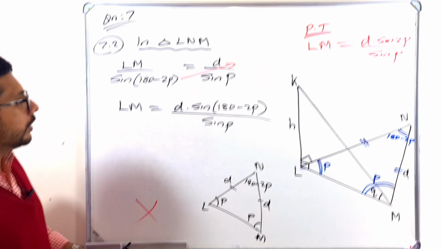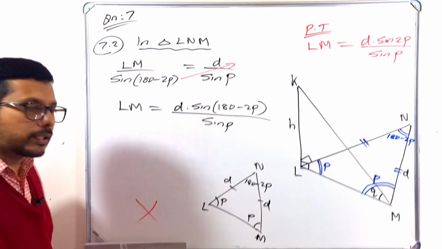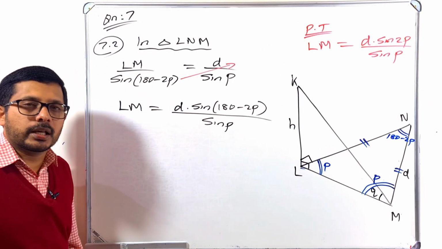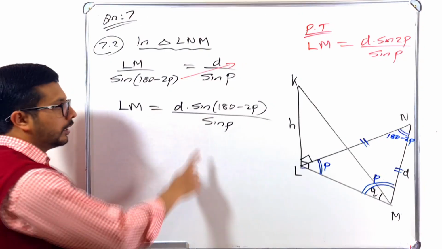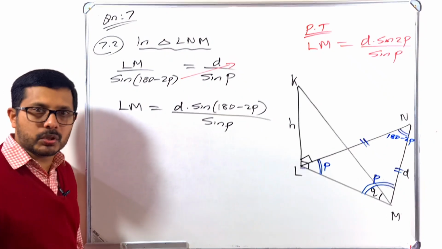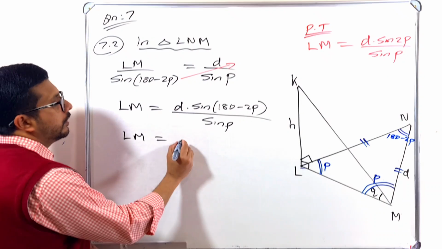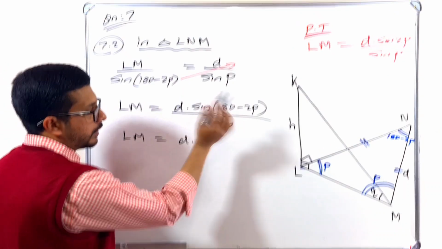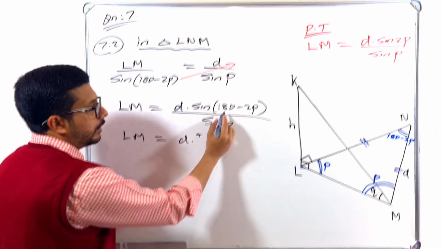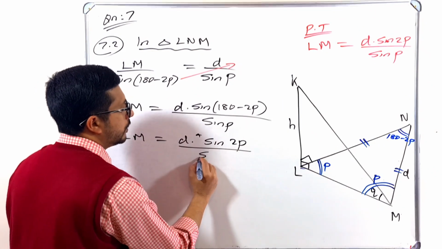Okay, so 180 minus 2p, 180, that is a reduction formula. 180 minus means which quadrant is that? 180 minus means second quadrant. In the second quadrant, sine is positive. Am I right? So it is positive. And if it is based on the 180 or 360 horizontal line, no change. So LM is equal to d into sine of 180 minus 2p, second quadrant, sine is positive, so no change. That means sine 2p divided by sine p.